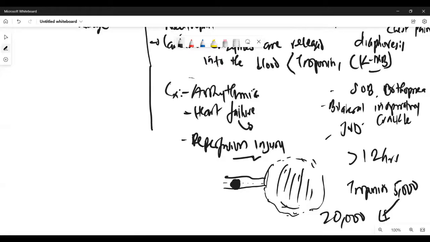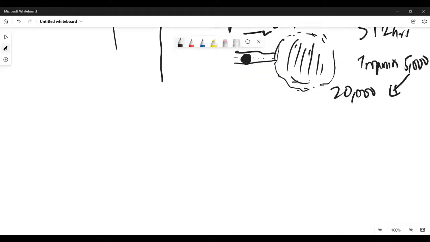So if somebody who had obstructed coronary artery disease was opened up, and afterward the troponin went from 5,000 to 20,000, that tells me that this patient is undergoing reperfusion injury. So that is something we need to bear in mind for the exam, right? So that's the first 24 hours. Let's move on to the next one, which is going to be 1 to 3 days.